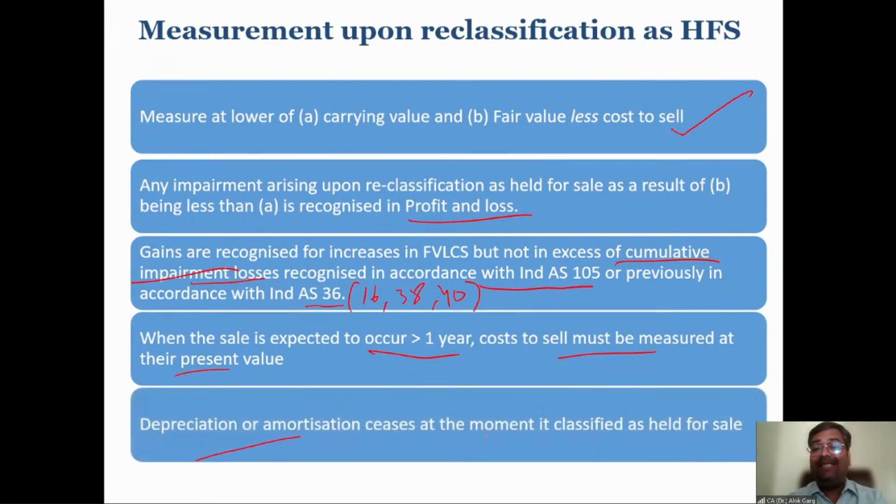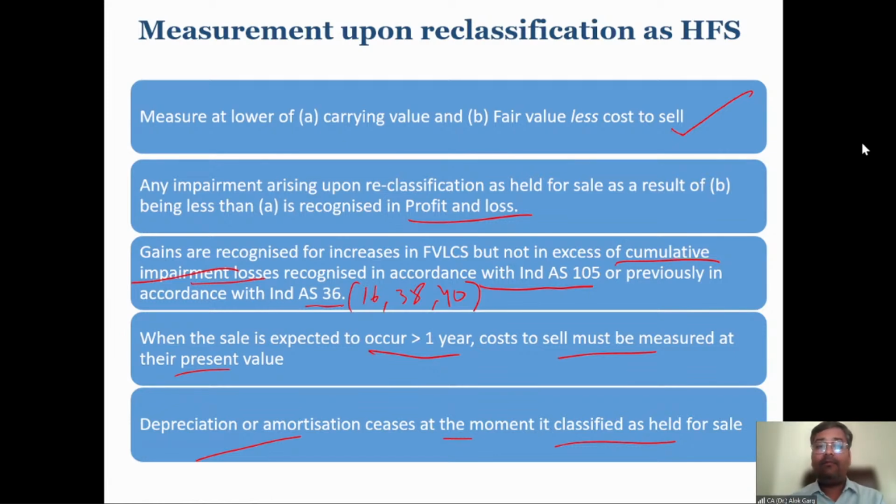Depreciation or amortization ceases at the moment it is classified as held for sale. Depreciation and amortization has to be stopped at the time it is classified as held for sale. As I told you, why? Because the intent is not to use the asset. The intent is to sell the asset. And that is why it is classified as a current asset. Sir, what does it mean when the sale is expected to occur beyond 1 year? What does it mean?